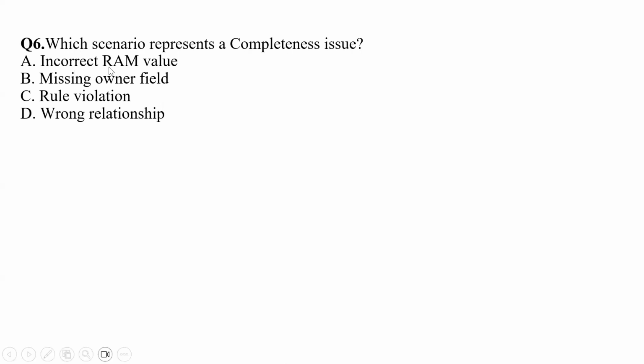So option A is the incorrect RAM value. Option B, missing owner field. Option C, rule violation. Option D, wrong relationship.